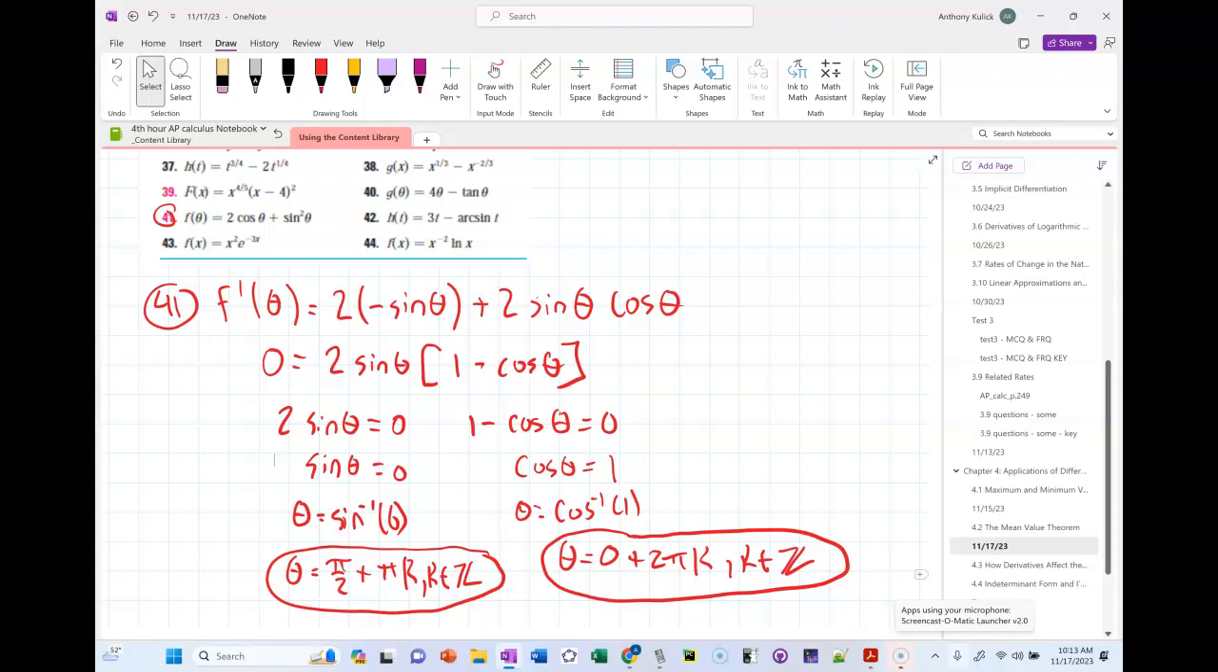Oh. Sine of 0 is not at a half, right? Sine of 0 happens at 0 and pi and 2 pi, right? So it's really just this one, because that overlaps all the solutions over here. That makes more sense. Okay. Yeah, you're welcome.